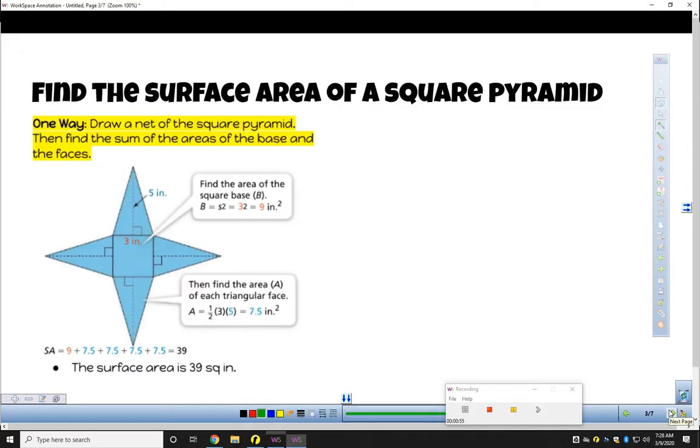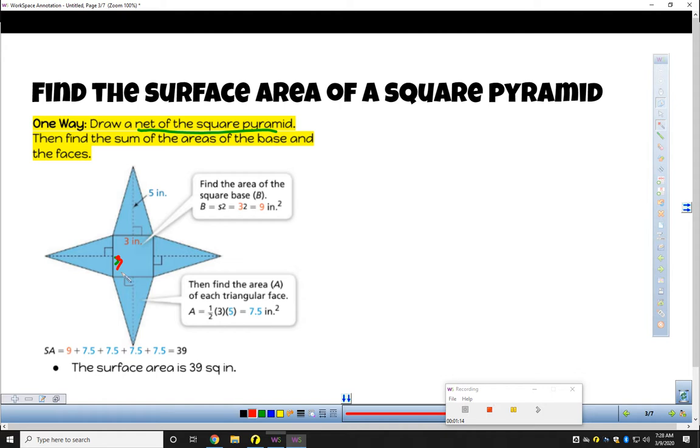So, if we were to take a pyramid and kind of unfold it into a net, right? This is one way you could draw the net, and this would be the net of a square pyramid. Notice the square here in the center. It's got 3-inch edges. A little hard for me to see, right? And then it also has these triangular faces. So once you have the net, then you just need to find the area of each of the faces.